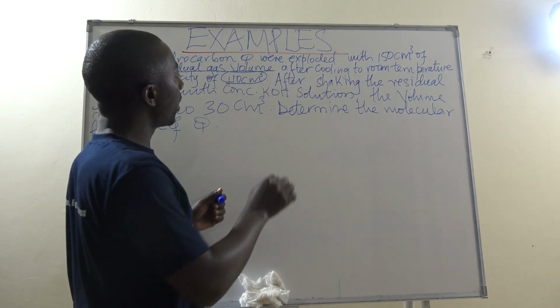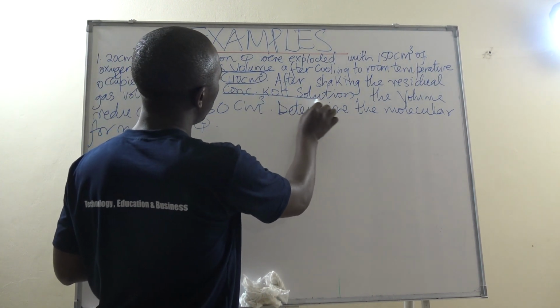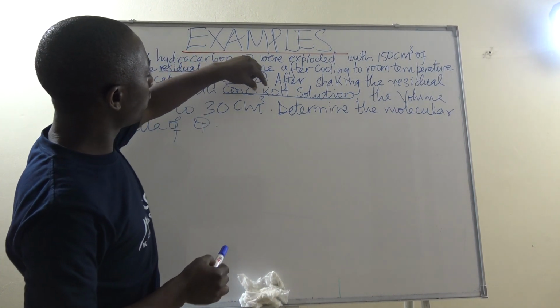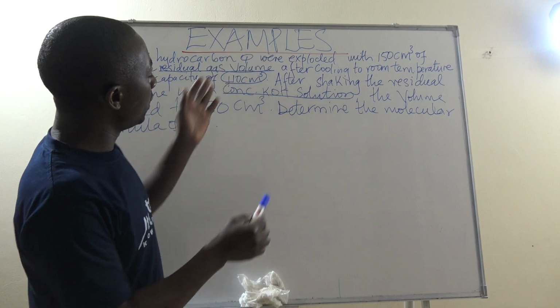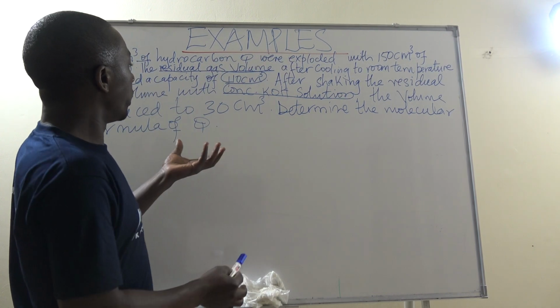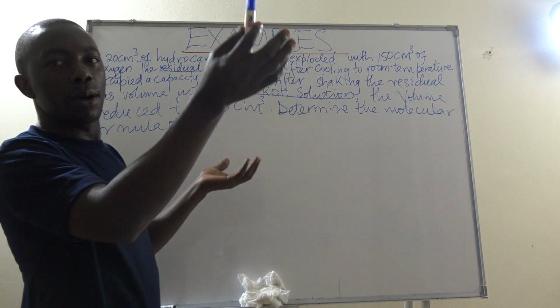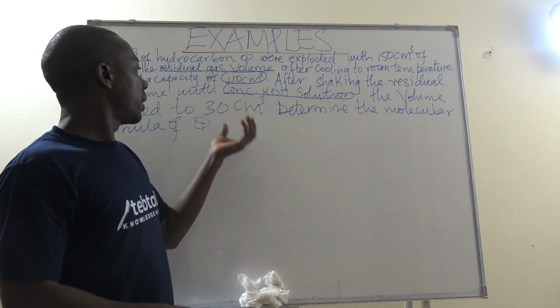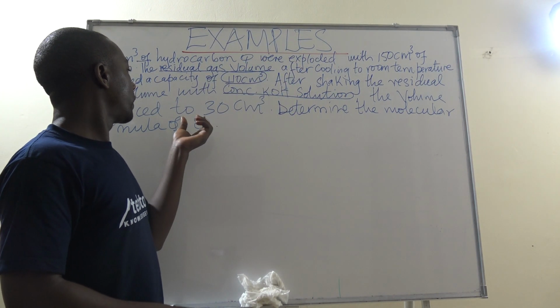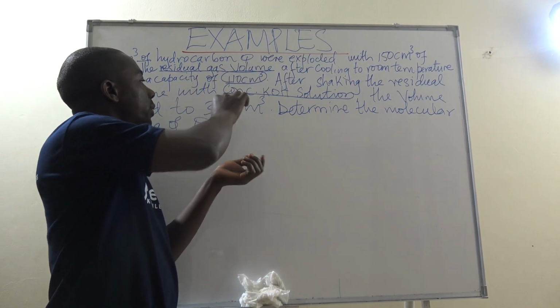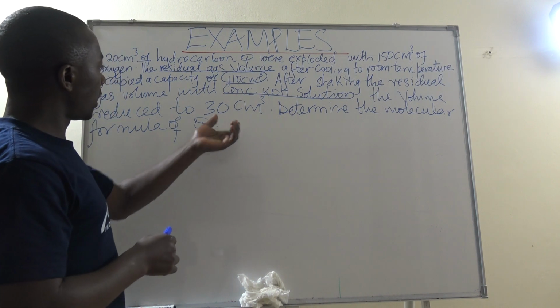Now, after that, we pass it through concentrated potassium hydroxide solution. Remember, we said this potassium hydroxide solution is a base. In the mixture of the residual gas volume, it only reacts with the carbon dioxide. So after removing the carbon dioxide, what remains is supposed to be oxygen. So it reduced it to this. That means after taking out the carbon dioxide, what remains is this one.